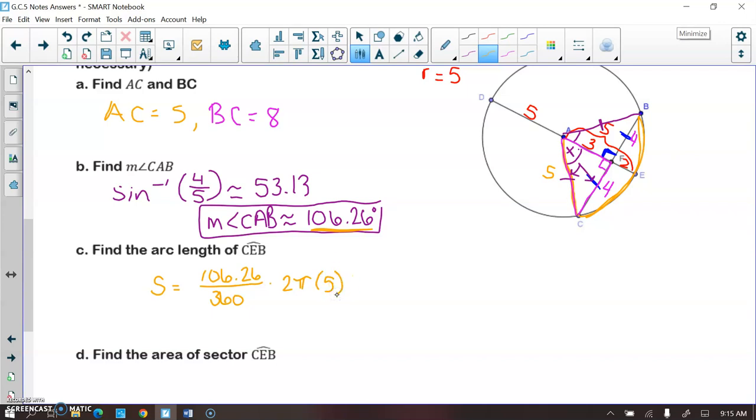And we're not going to be able to do exact because we already have our angle as rounded. So we're just going to type this into our calculator. So 106.26 divided by 360 times 2 pi times 5. And I wind up with about 9.27.